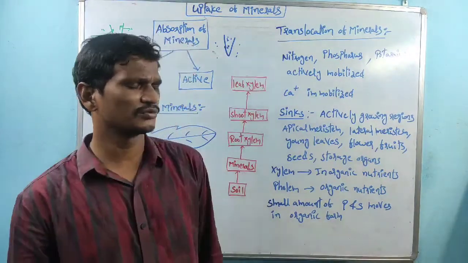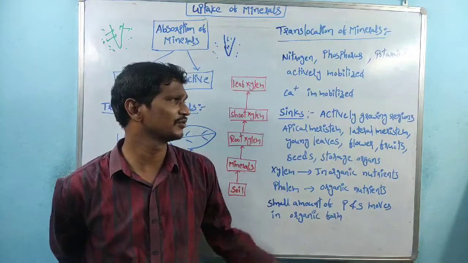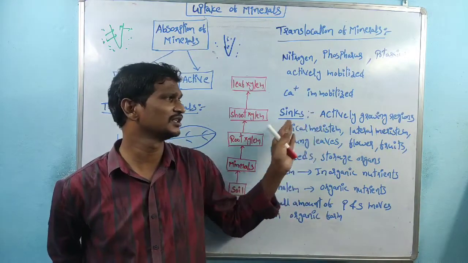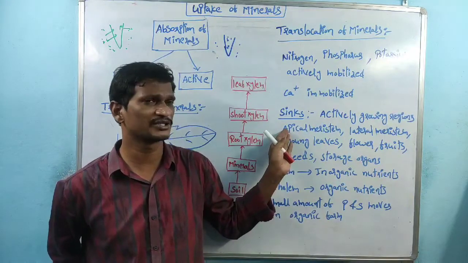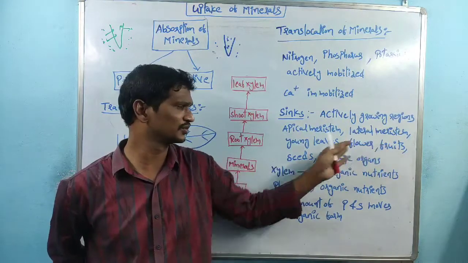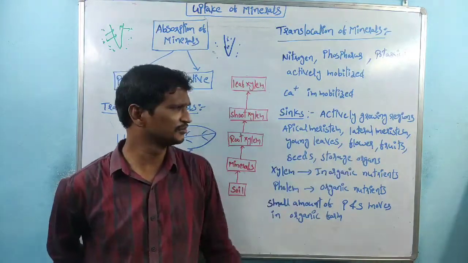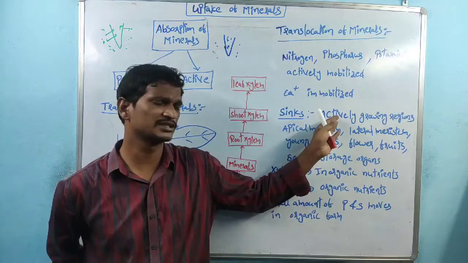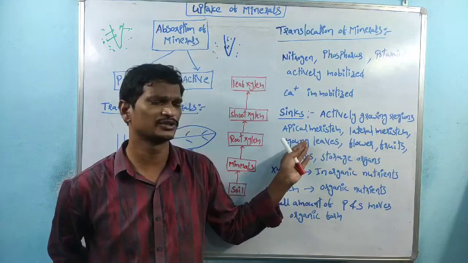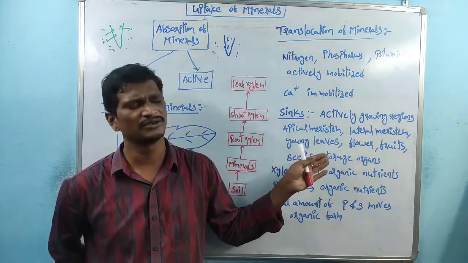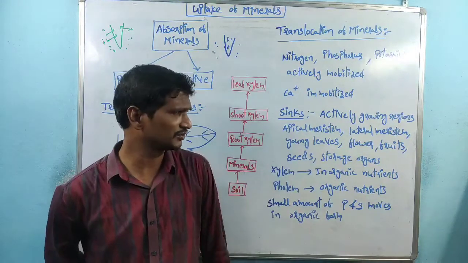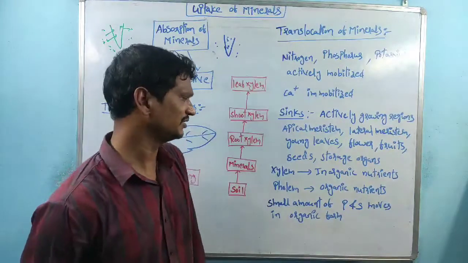Sinks means storage of minerals takes place within the plants. Wherever there are actively growing regions, the minerals are stored. One is the apical meristem, another is the lateral meristem, and then the leaves, flowers, fruits, seeds, and storage organs. Majorly, actively growing regions like apical meristem, lateral meristem and leaves are involved in the storage of minerals. Flowers, fruits, seeds and storage organs such as tubers are also involved in the storage process, right?